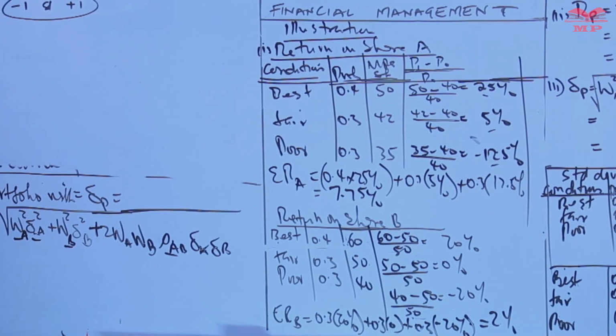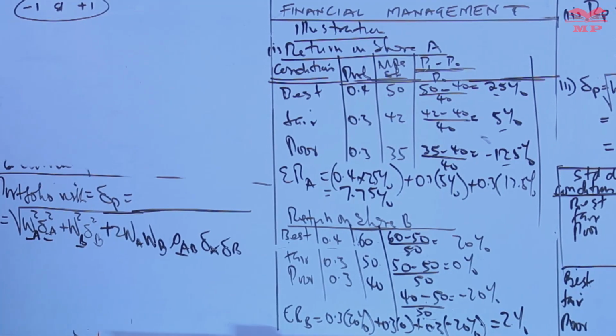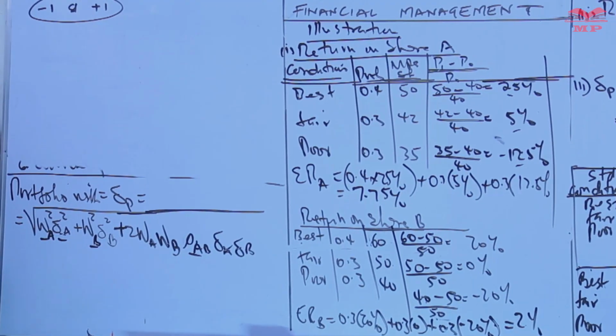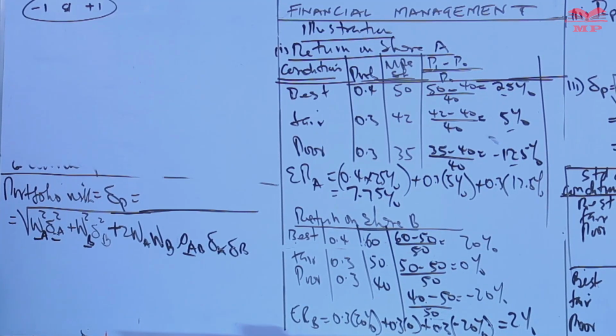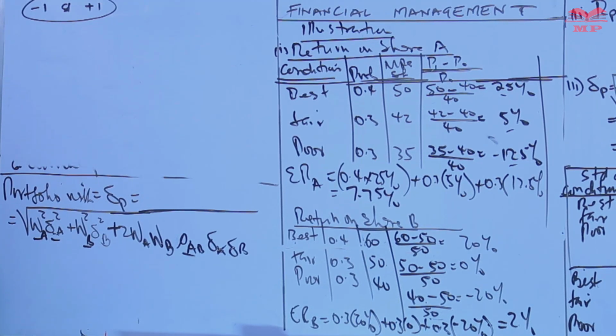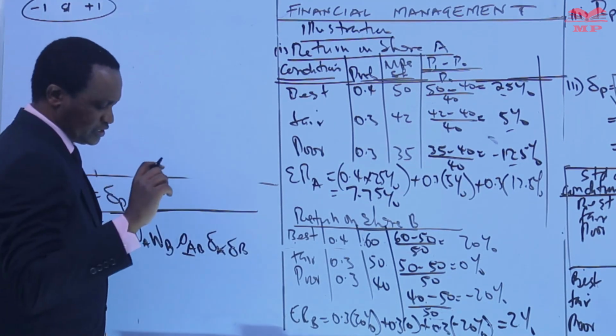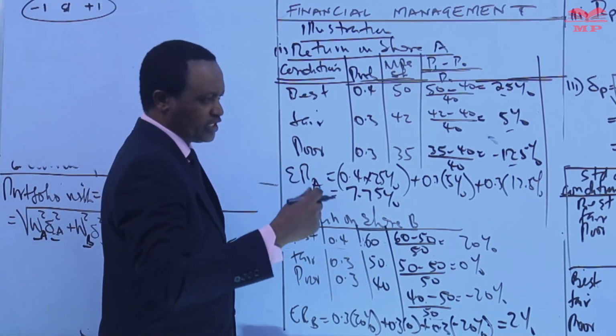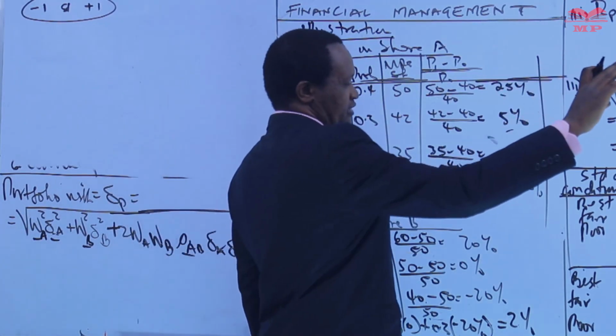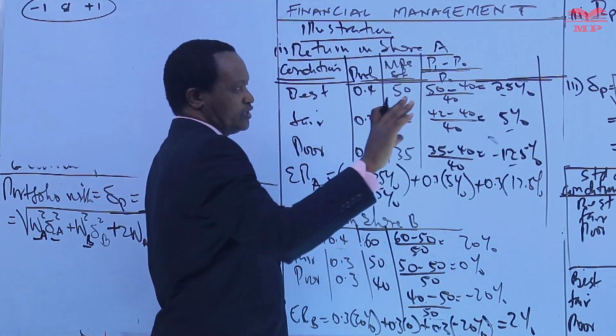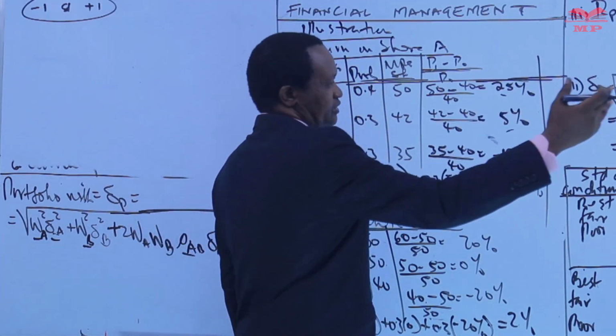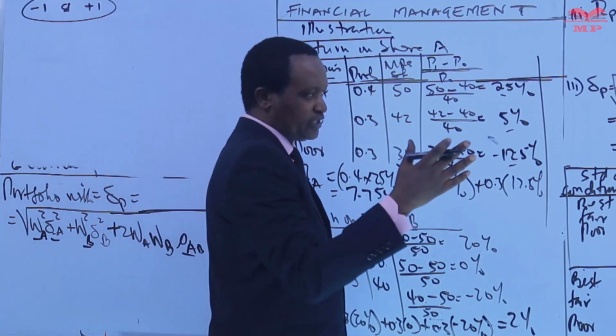So it measures the strength of relationship between two variables. Here we have share A and share B. It quantifies the strength and direction of a linear relationship between two variables. So when we read that the relationship between share A and share B is perfectly positively correlated, that means that as the return of share A increases, the return of share B also increases. They move in the same direction.